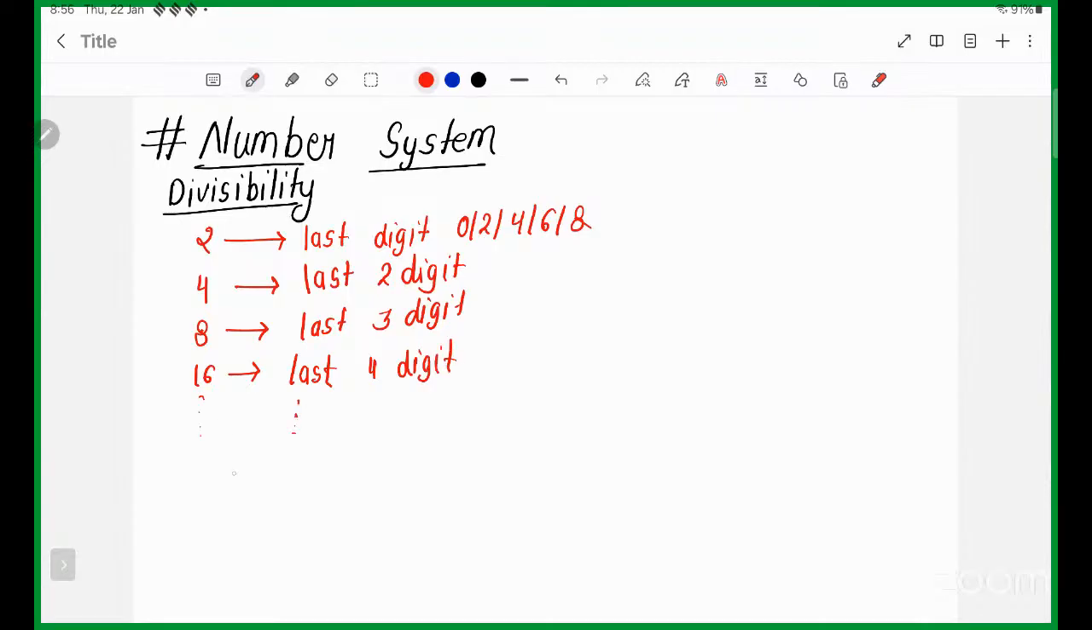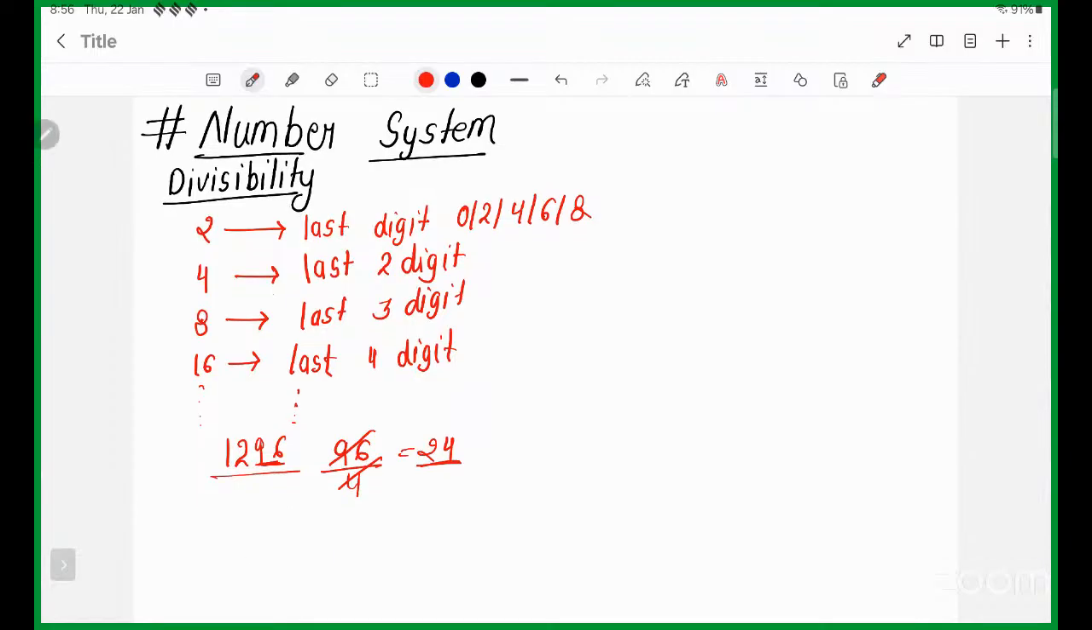For example, if I have to check whether 1296 is divisible by 4 or not, then I just have to check the last two digits of this number, 96. It is divisible by 4. So if 96 is divisible by 4, then the whole number will be divisible by 4.